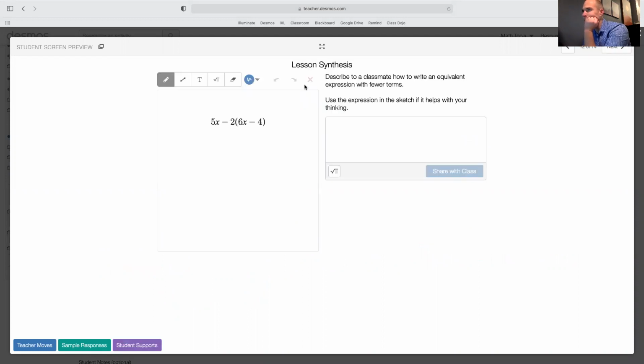Are you ready for more? Yeah. Okay. Describe to a classmate how to write an equivalent expression with fewer terms.